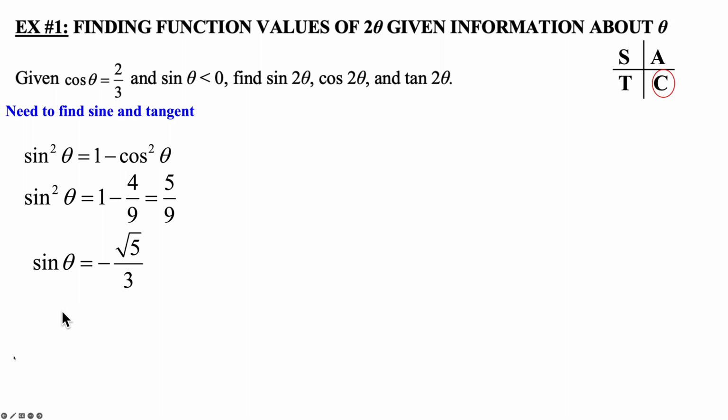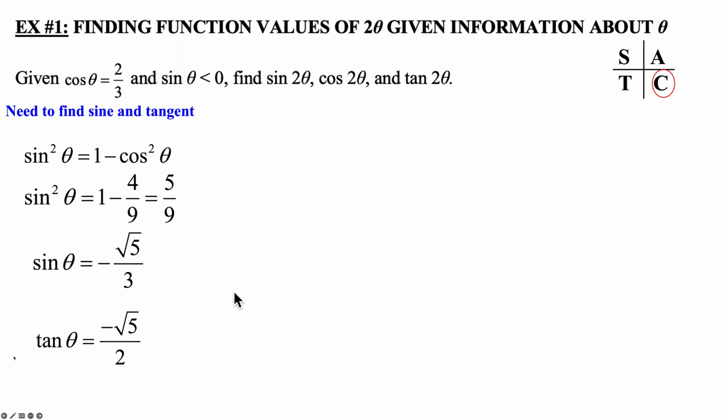Now, tangent of theta, well, that's our sine over cosine. So I'll go negative square root of 5 over 2. Remember, we just cancel the denominators, and there's our tangent. Again, that was also negative.